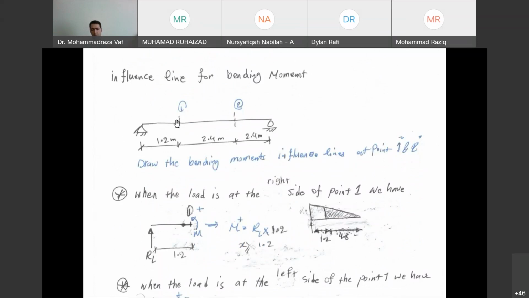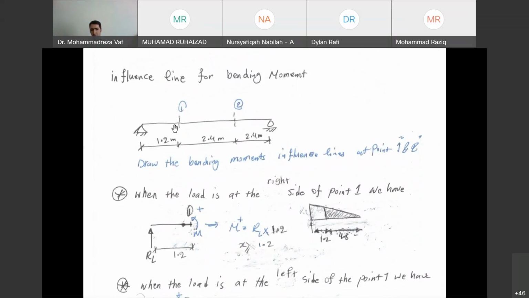Okay, now first we are going to draw the influence line for bending moment at point 1. So we are interested in point 1 right now. If the load is before point 1, let's say the load is at any location from 0 to 1.2 meters, you cut your beam from here.